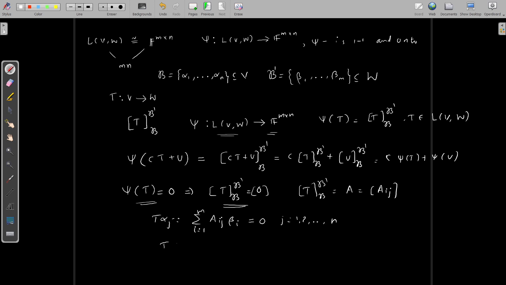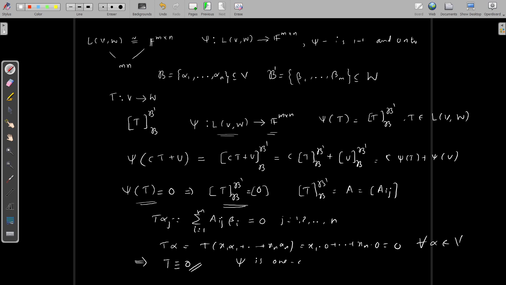Now whenever we take T of alpha, which is T of x1 alpha 1 plus etc. plus xn alpha n, because any alpha can be written in this way, and we know that each T alpha j is equal to 0, therefore this is x1 times 0 plus etc. plus xn times 0, which is equal to 0 for all alpha belonging to V. This shows that T is a zero transformation. That means for every alpha belonging to V, the image is 0, T alpha is 0. So whenever psi of T equals 0, this implies T is equal to 0. This shows that psi is 1-1.